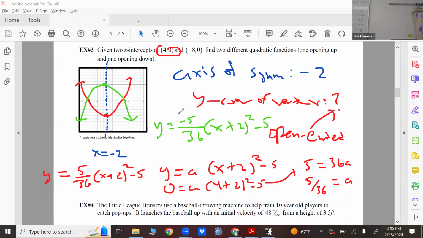Vertex, these are intercept form. I guess you could have done that too, like x minus 4 times x plus 8. You'd still solve for a, because you could have also started by doing this too. Y equals a, I call it p and q for the x-intercepts. You could have done that, but that's all right. Questions at all? No? Okay. Let's keep moving.